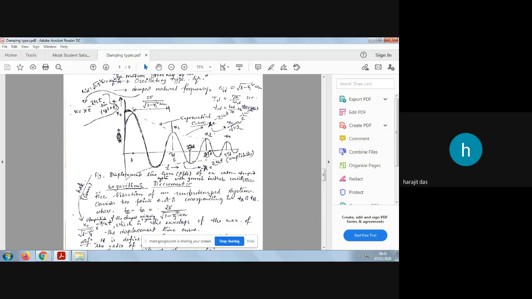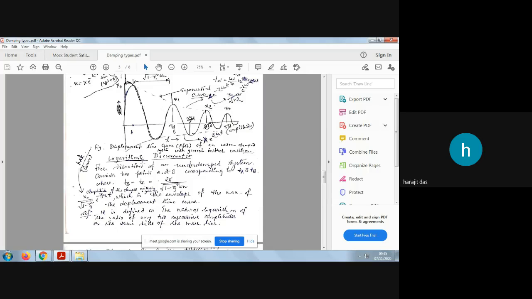So what is actually logarithmic decrement? It is defined as the natural logarithm of the ratio of any two successive amplitudes on the same side of the mean line. So what is the mean line?